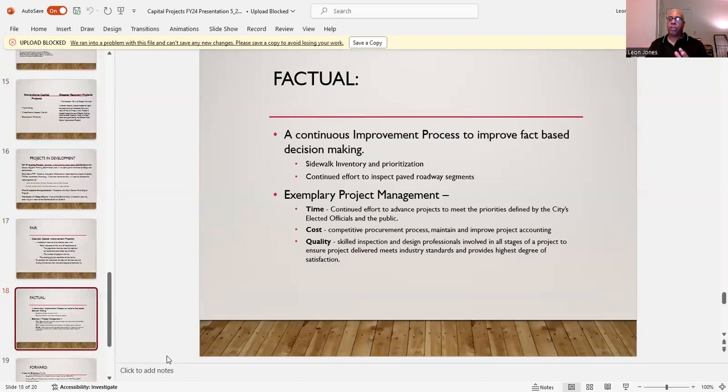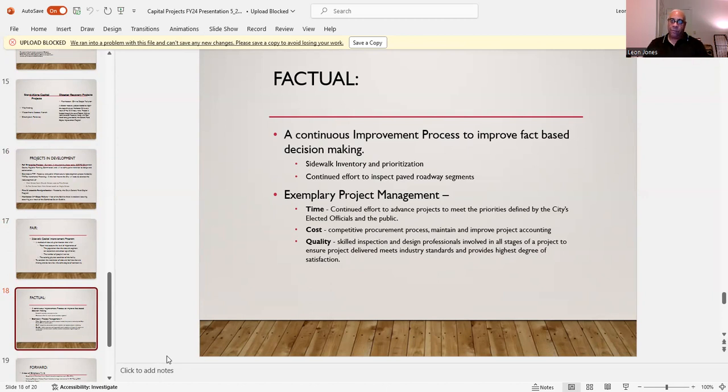So if somebody asks you what's involved with project management, time, cost, and quality. We define time as a convenient effort to advance projects to meet the priorities defined by the city's elected officials and the public. Then the cost: competitive procurement process, maintain and improve project accounting.